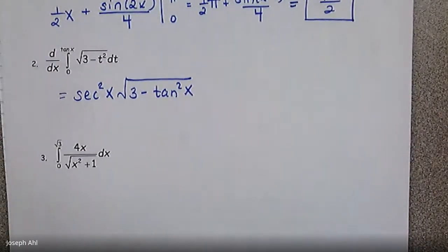And taking a look at something like number 3, we have 4x over the square root of x squared plus 1 dx. It's a definite integral from 0 to radical 3.